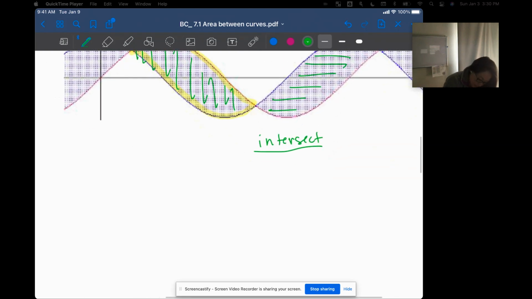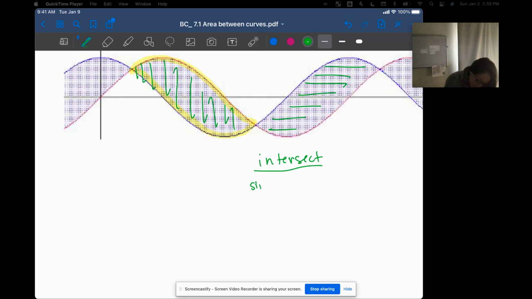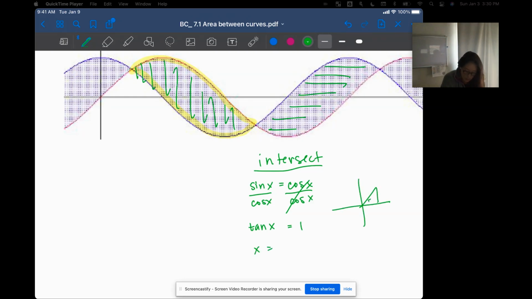So where is the sine of x equal to the cosine of x? I am just going to divide both sides by cosine x. And so I get 1 is equal to the tangent x. So where is tangent x equal to 1? Trig guys, it's when x is pi/4 plus pi n. So that means that this first intersection will be pi/4, and then we need to add pi, so that gives me 5 pi/4 for the second intersection.